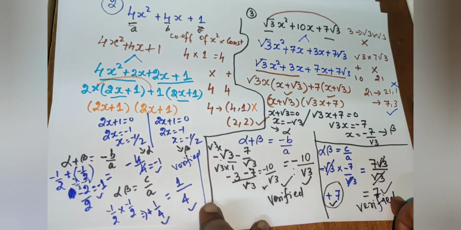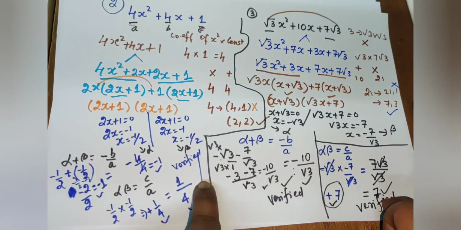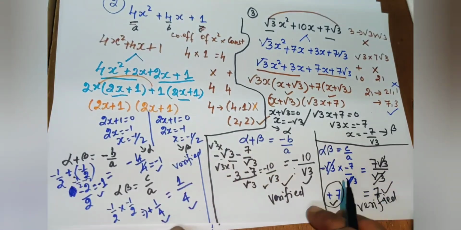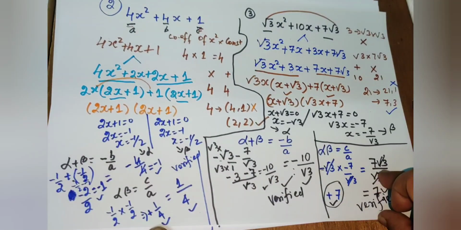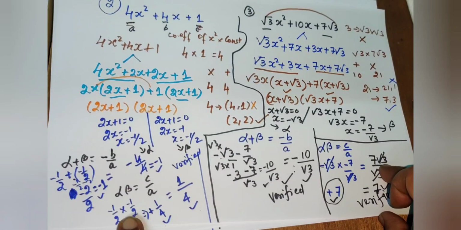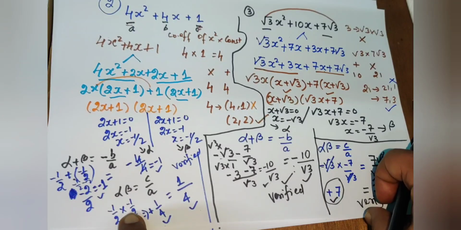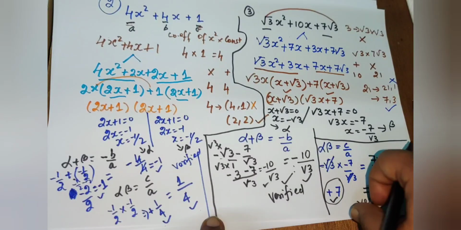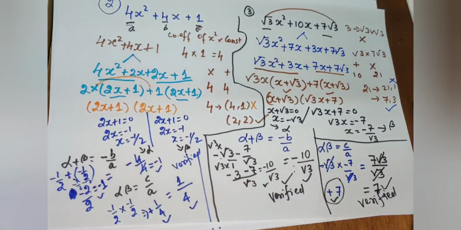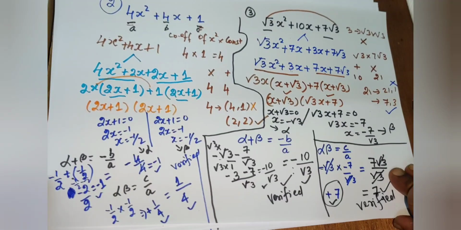So we verified with the sum of the zeros and the product of the zeros in this question. If you have any doubt in this question further, please let me know so that we can do 2 more questions on the verification of the relationship between the zeros and the coefficients of the polynomial. I hope you understand this question.